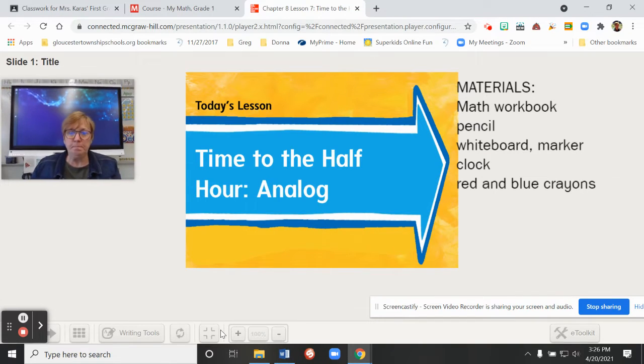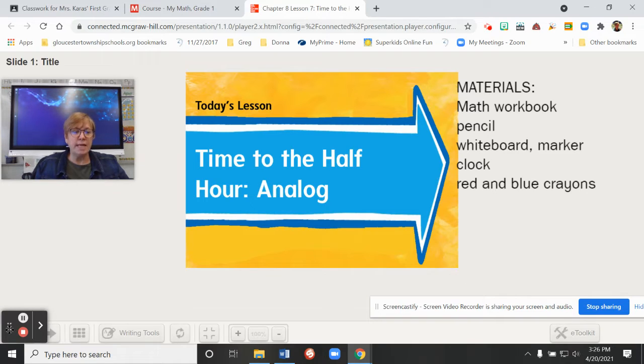Before we begin, I'd like to make sure you have the following materials: a math workbook, a pencil, a whiteboard and marker, your clock, and a red and blue crayon. All right, so if you need to get those materials, pause the video now and then come back.